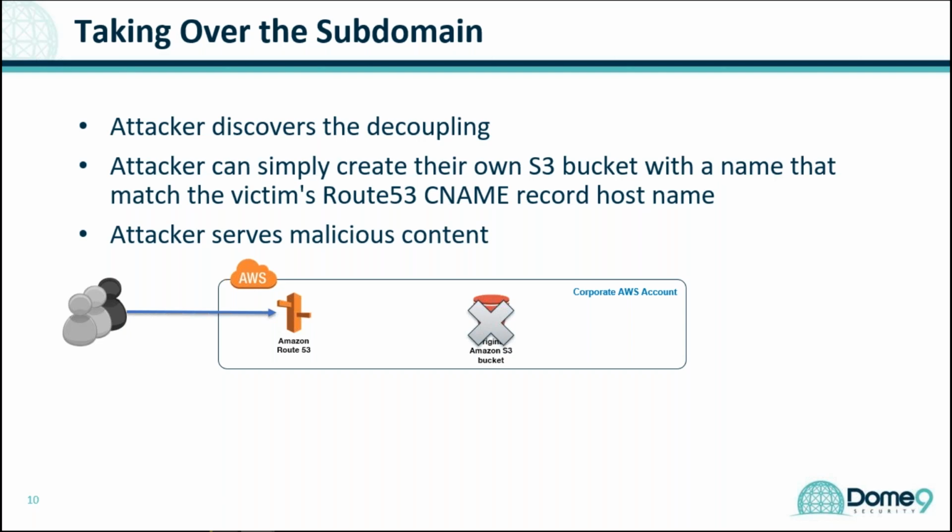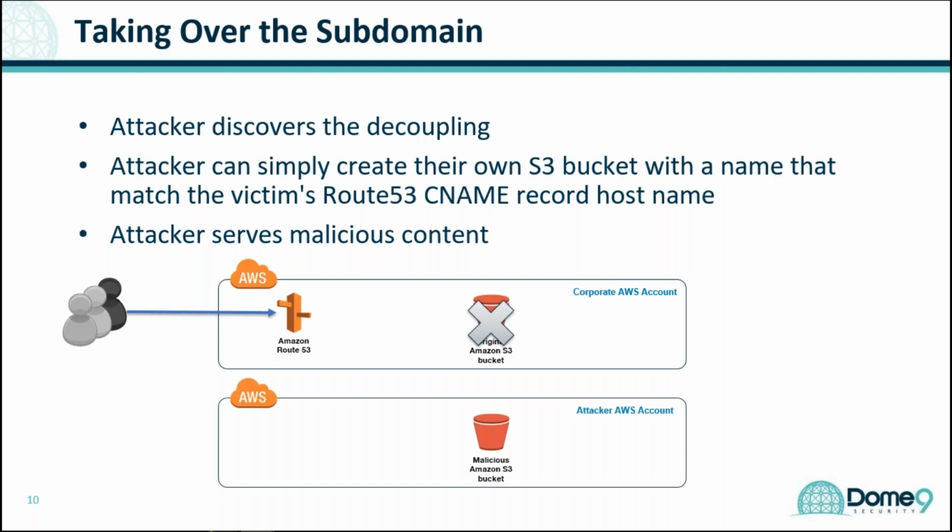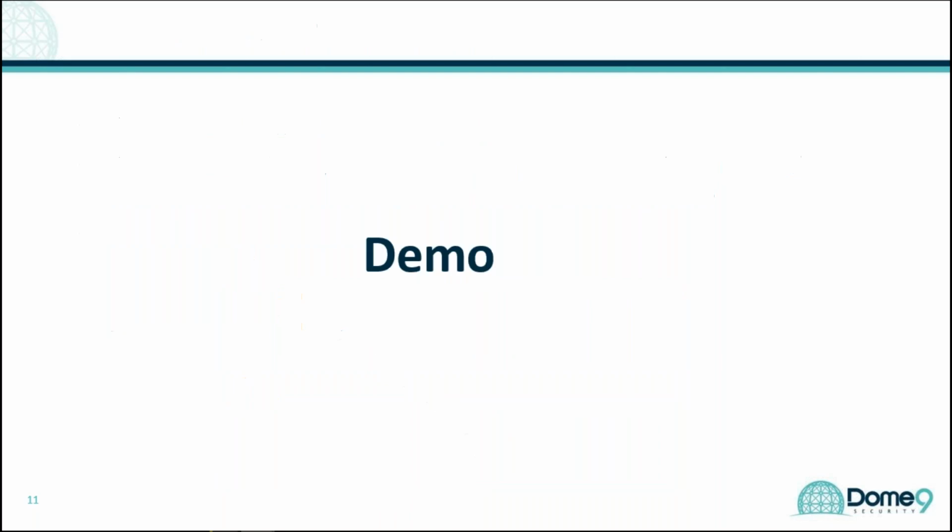So this is what happens, and you can see that you are now serving malicious content coming from your Route 53, serving malicious content from a different account. So now let's see the demo, how it looks when the attack goes on.